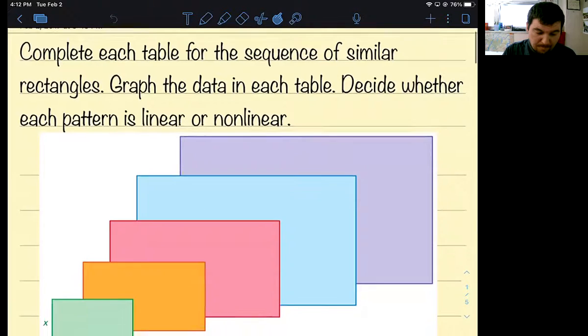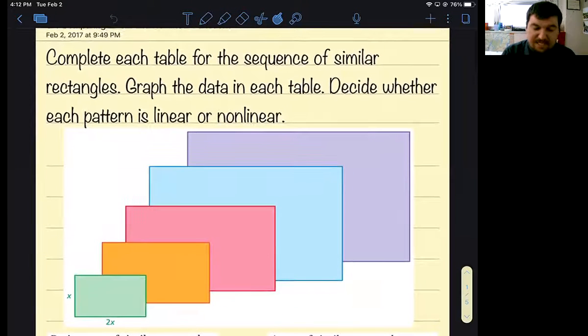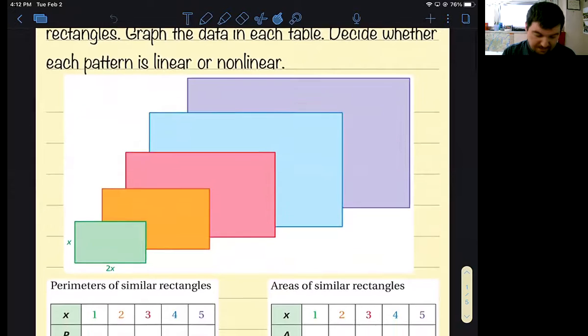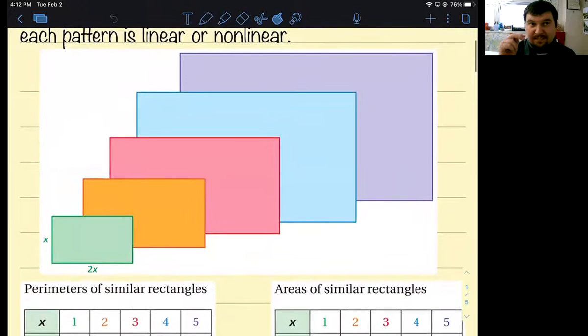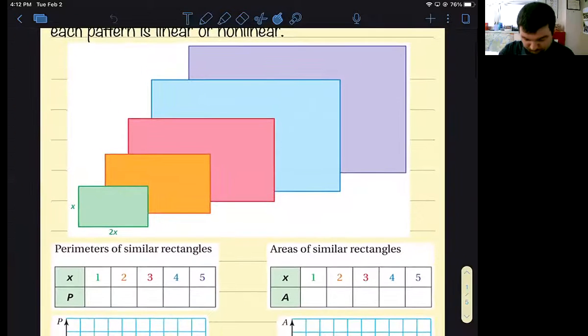So let's get started. It says, complete each table for the sequence of similar rectangles. Graph the data in each table and decide whether each pattern is linear or nonlinear. So here are a series of similar rectangles. Now, to be similar, we haven't really talked about this much yet, but to be similar, a shape has to be the same shape but a different size. That's what similar means, the mathematical term for similar. You might think similar just means it looks kind of like it. Similar means same shape, different size when you're talking about it in math or geometry.